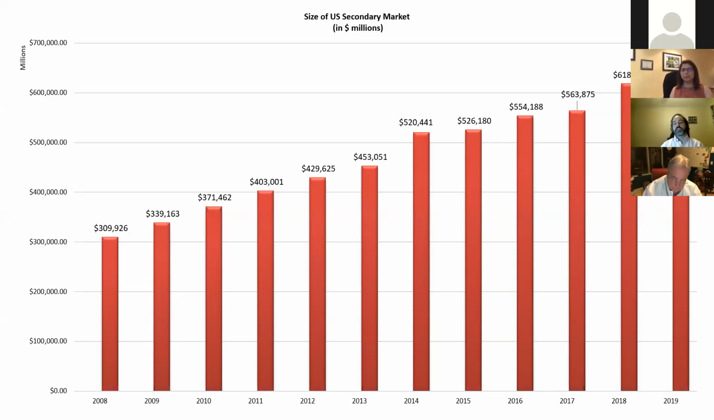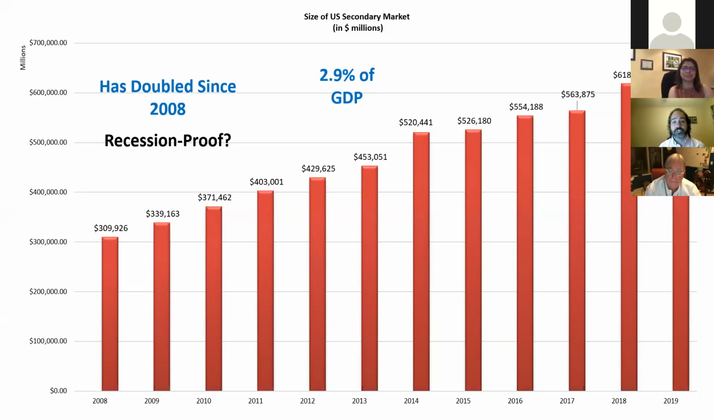So this is essentially returned or unsold goods. What is the value of the goods passing through all these secondary channels? In 2008, it was about $310 billion. In 2019, you can see it's $630 billion. If $630 billion sounds like a lot of money, you are correct. It is approximately 3% of US GDP.